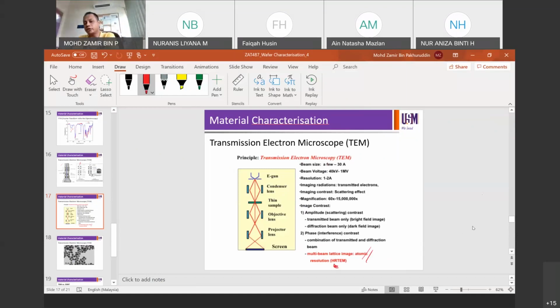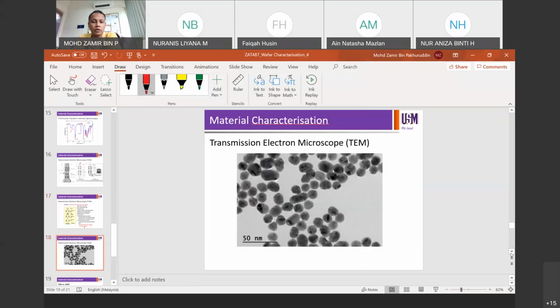TEM also has two versions, the usual TEM and HR. HR is high resolution TEM. It can in fact give you the crystalline orientation of the particles that you are seeing under TEM. So this is one example of nanoparticles viewed under TEM. If you can see the scale bar, it is somewhere around 50 nanometers.